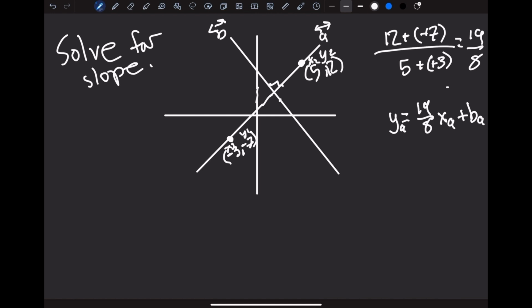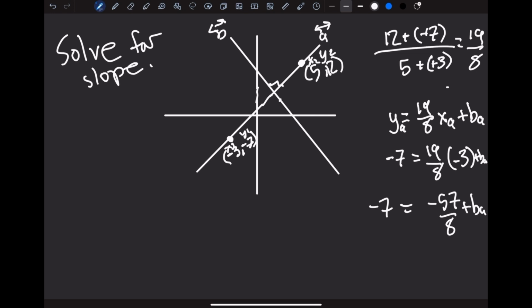So now what we need to do is relate this by putting in one of these numbers for said function. Now I did pick some ugly numbers, but we'll go -7 equals 19/8 times -3 plus BA. Now solve for BA. So we need to do negative 3 times 19, which would give us 57. Okay, so negative 57 over 8 plus BA, which is negative 7.